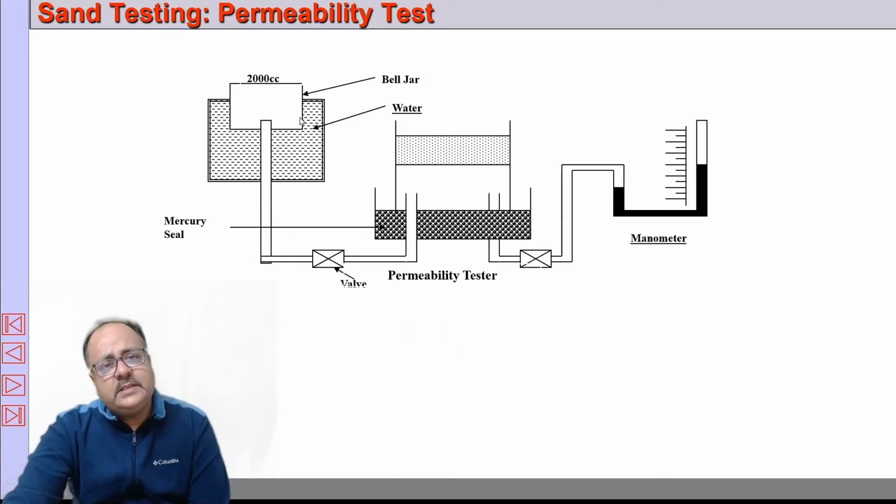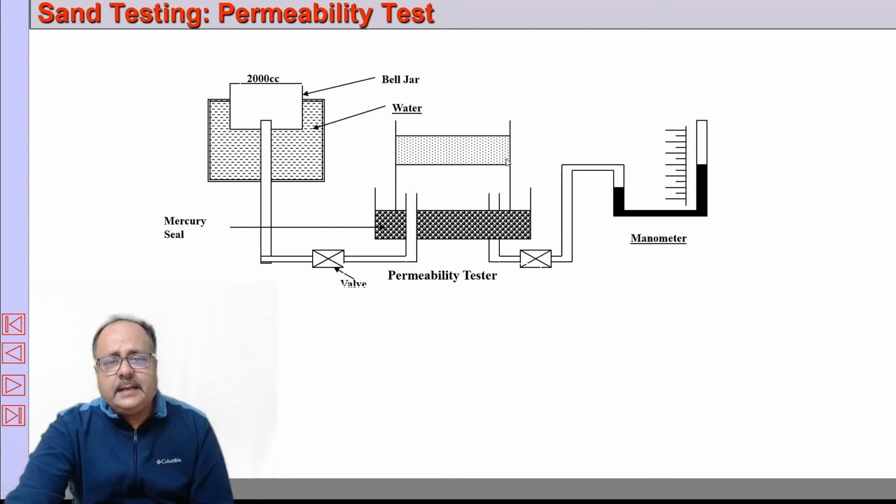This bell jar is fitted or balanced on a jar containing water. The volume of this bell jar is 2000 cc, so it is assumed that the bell jar has 2000 cc of air. This is connected to a tank or a jar in which we fit this specimen. The specimen is of very standard dimension, 5.08 centimeter diameter and 5.08 centimeter height.